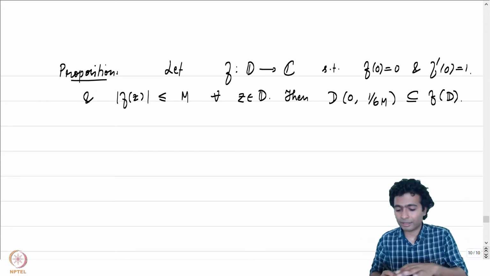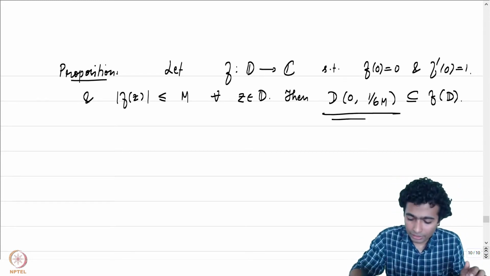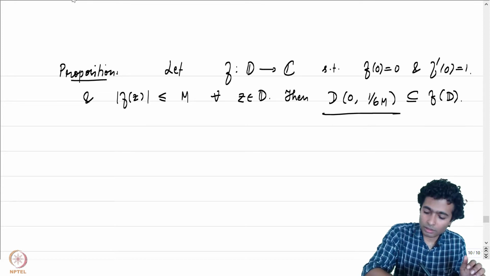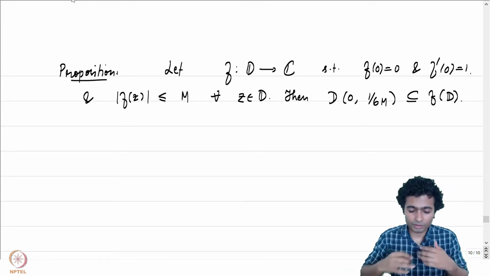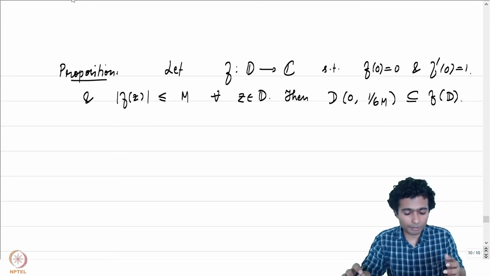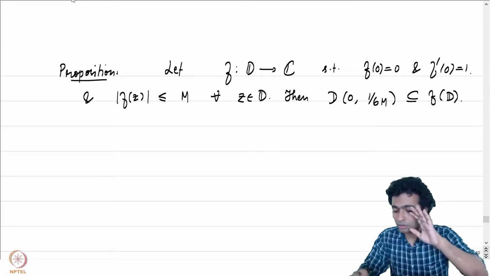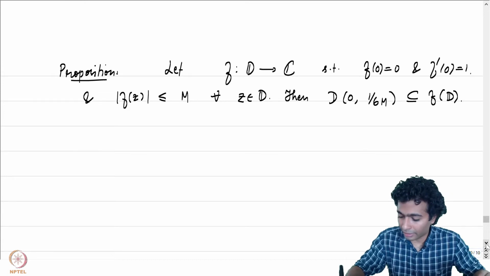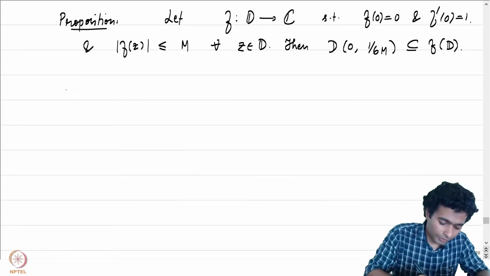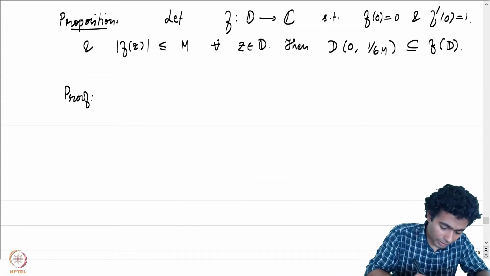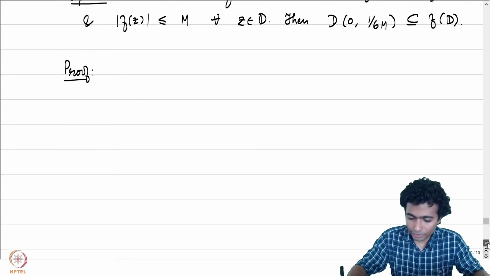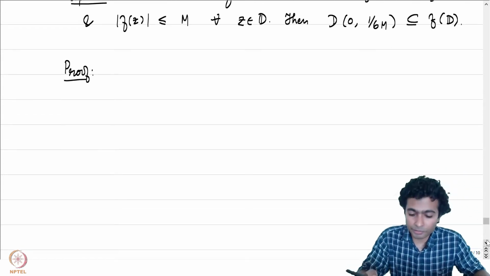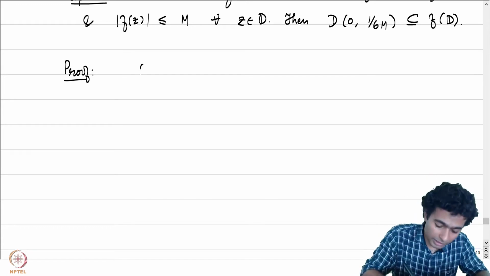If you notice the right hand side here, there is no reference to f. Irrespective of what f we pick which satisfies these conditions, the disk of radius 1 by 6M is going to be contained in that. Let's give a proof of this statement. It's an elegant proof actually. We know that f of 0 is 0 and f prime of 0 is 1. Consider the power series expansion of f around 0.